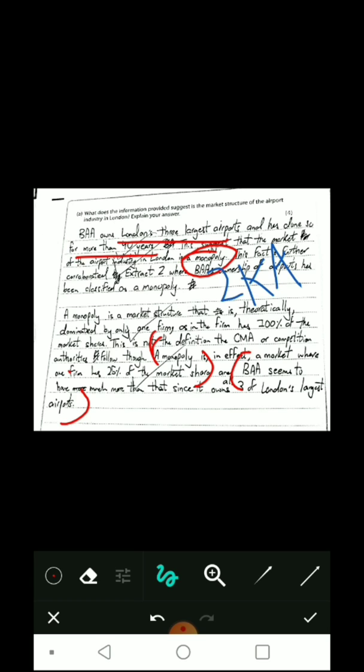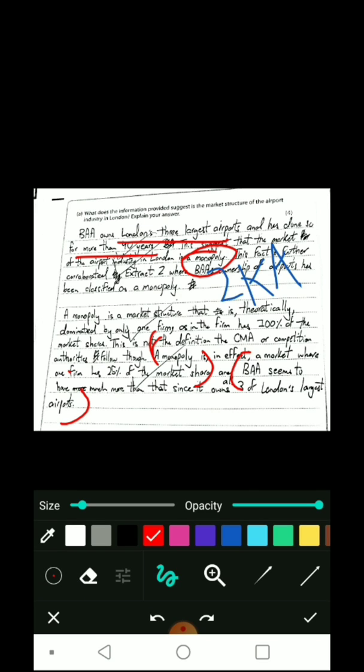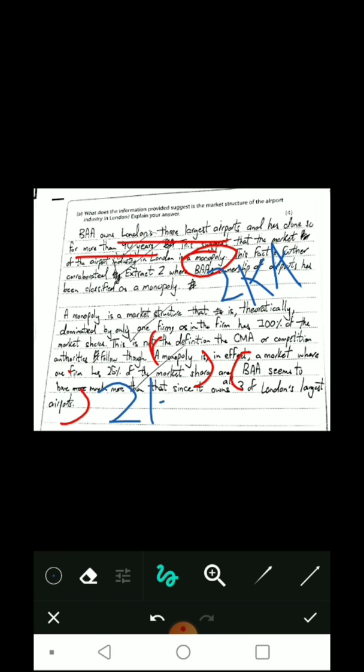So that's K for knowledge mark, and that's the application mark. Essentially, by the end of it all, if you write an answer like this, you're gonna get 3 marks here because you have 2 knowledge and 1 application mark. And overall, you're gonna get 5 marks out of 4.